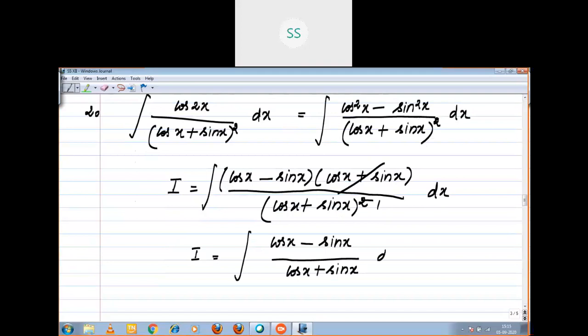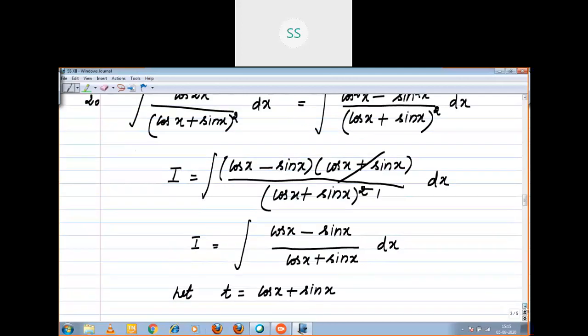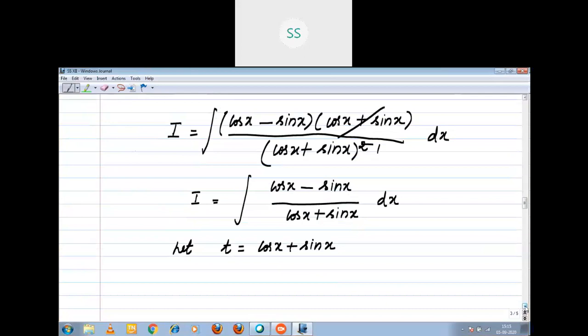Got it, children? Now I cannot integrate directly. Here I am going to adopt substitution. Let t equal cos x plus sin x, the highest value you can assume as a variable. Whenever you adopt substitution, you have to do differentiation. Now what is the differentiation for this? dt equals minus sin x plus cos x into dx.